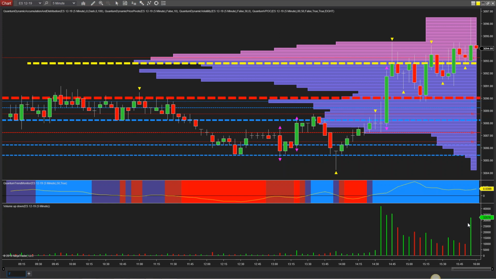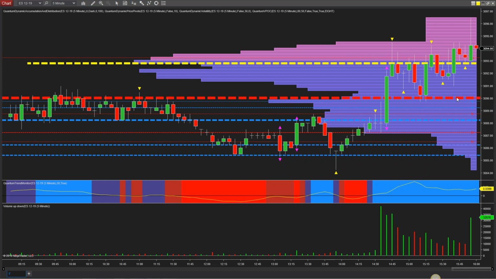This is on the ES on 5 minute. Nice, decent volume coming in. Big wick to the upper body. Hopefully you can see that on the screen. So there's a certain amount of selling coming in. We're also trading around the volume point of control on this particular time frame for this particular instrument.